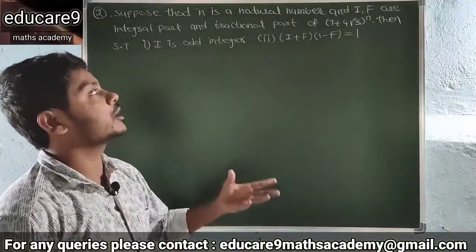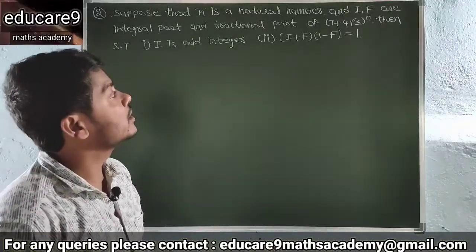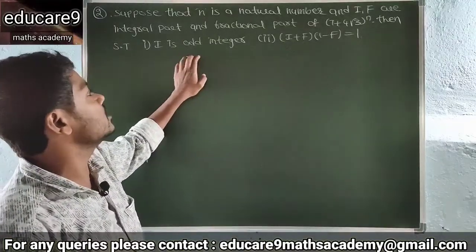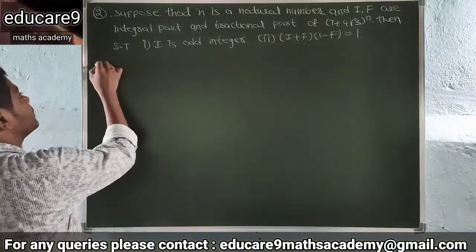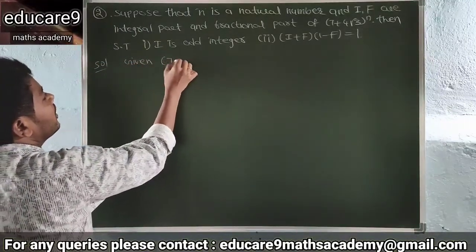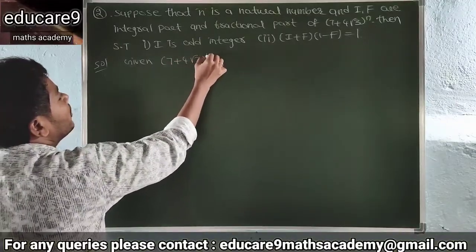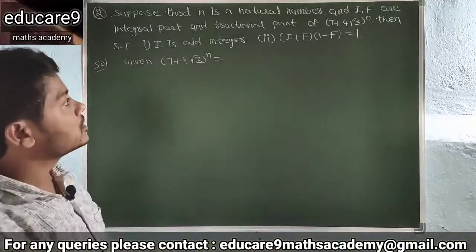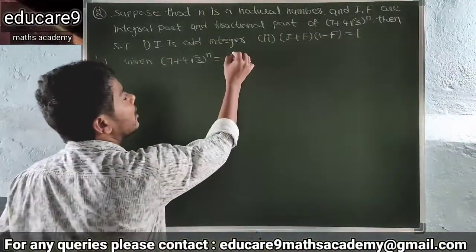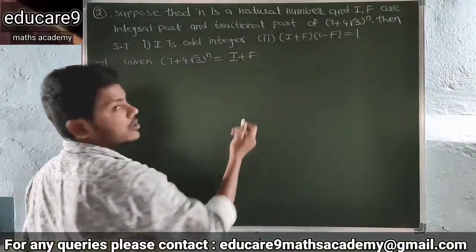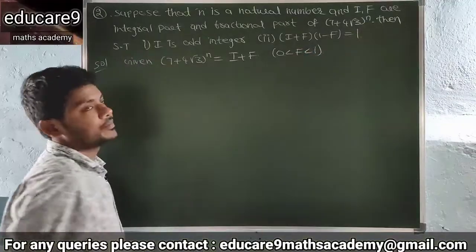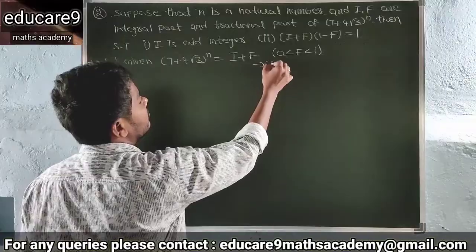So you know that the fractional part value lies between 0 and 1, of (7 plus 4 root 3) whole to the power of n. Then show that these two conditions hold. See here, given: I and f are the integral and fractional parts of (7 plus 4 root 3) to the power of n, that is I plus f. So you know that the fractional part lies between 0 and 1. Okay, so this is equation 1.